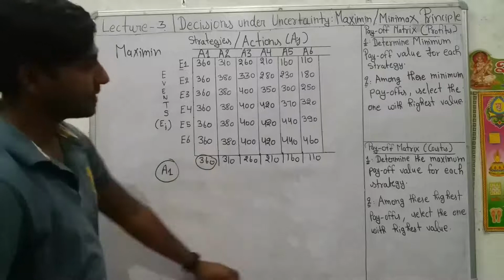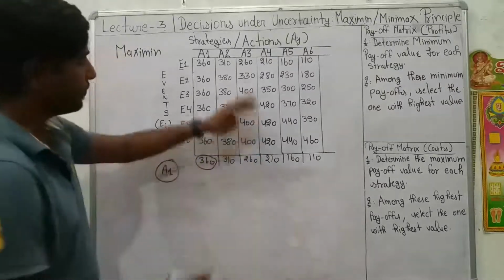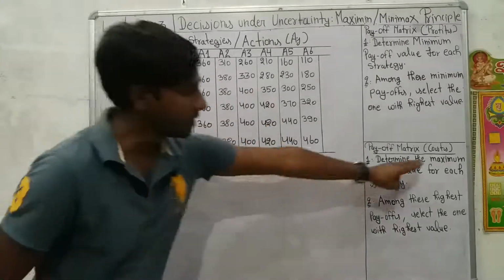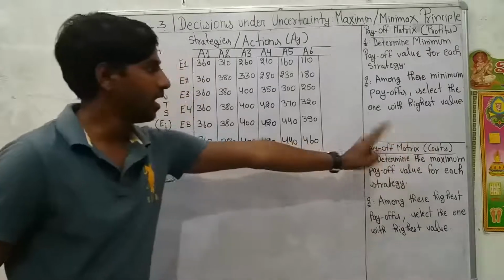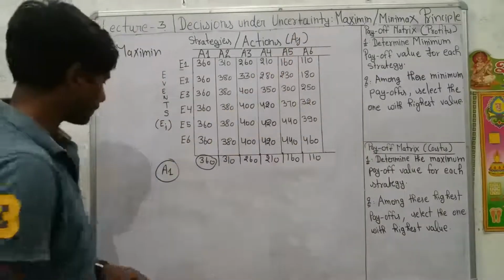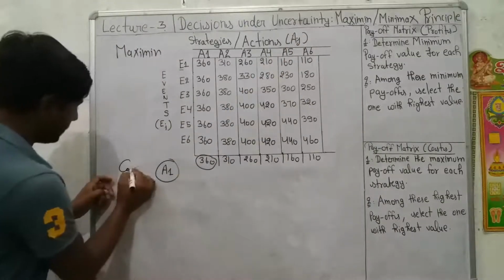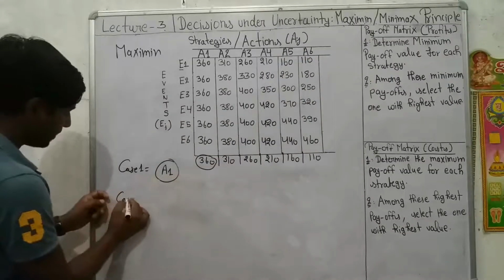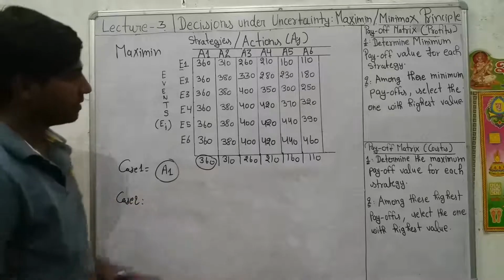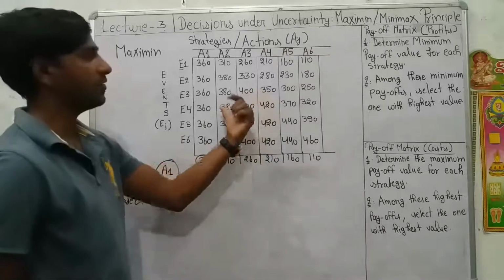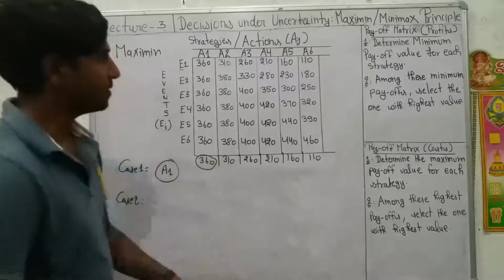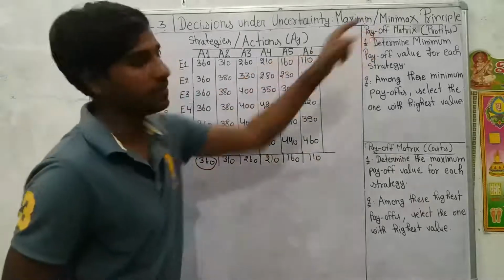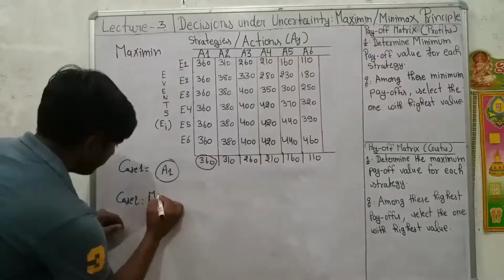Now we would discuss the second scenario. What if these payoff values are given in terms of costs? Then how would we apply this principle? In case 1, the optimal strategy is A1. Case 2, in which these payoff values are given in terms of costs. Then we would apply the Minimax principle.